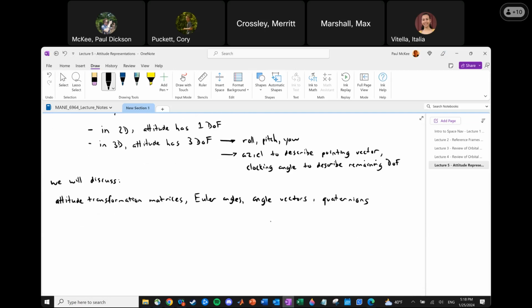So next is attitude transformation matrices, but this is a great natural stopping point. Any questions? We all doing okay so far? All right.